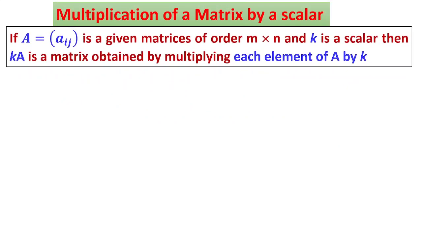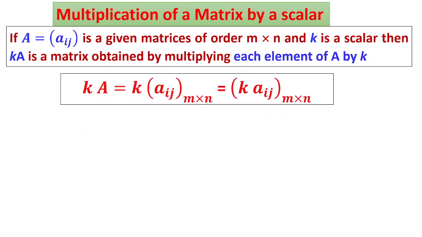Under multiplication, if A = [Aij] is a given matrix of order M cross N and K is a scalar, then KA is a matrix obtained by multiplying each element of A by K. That is, we are going to multiply by a scalar. If you multiply by a scalar, every element will get multiplied. That's all. That is the meaning.